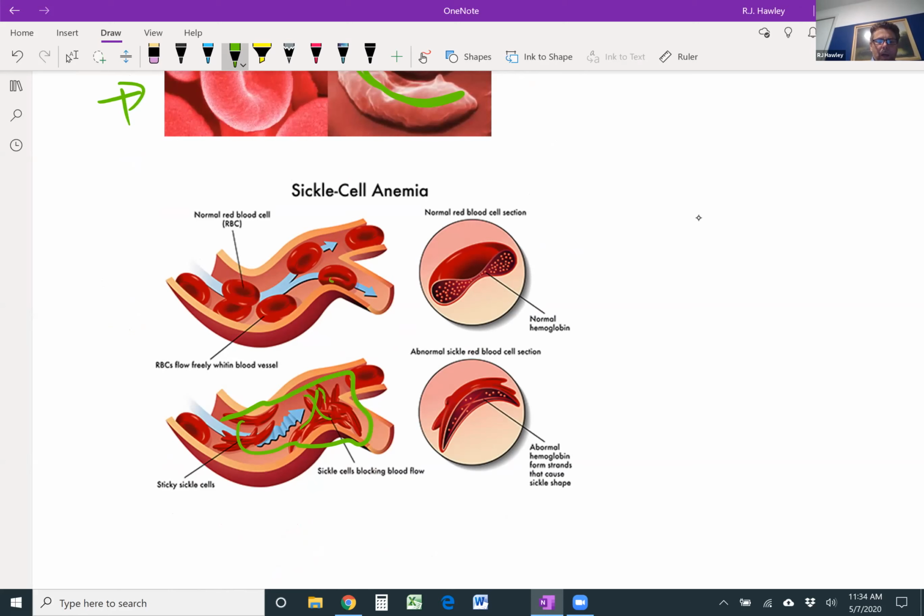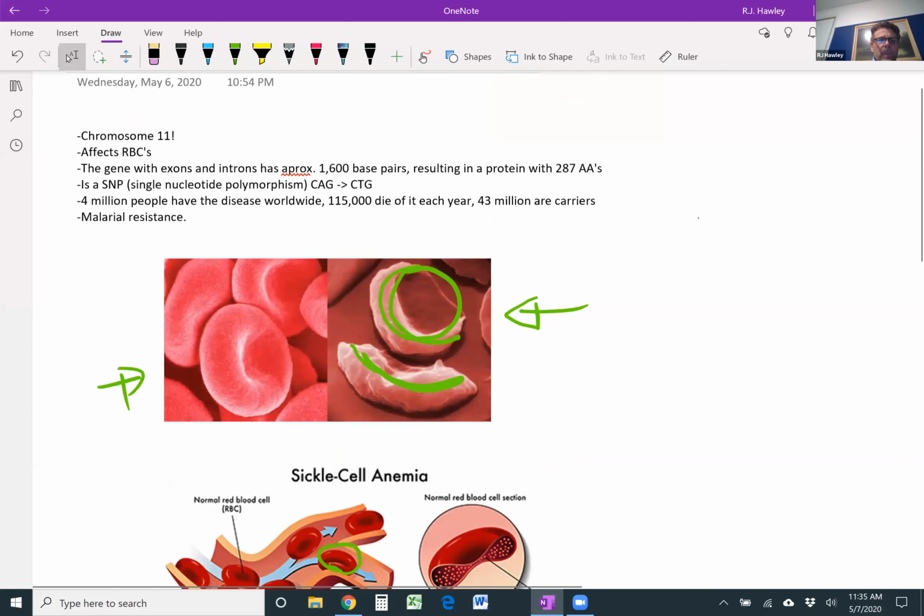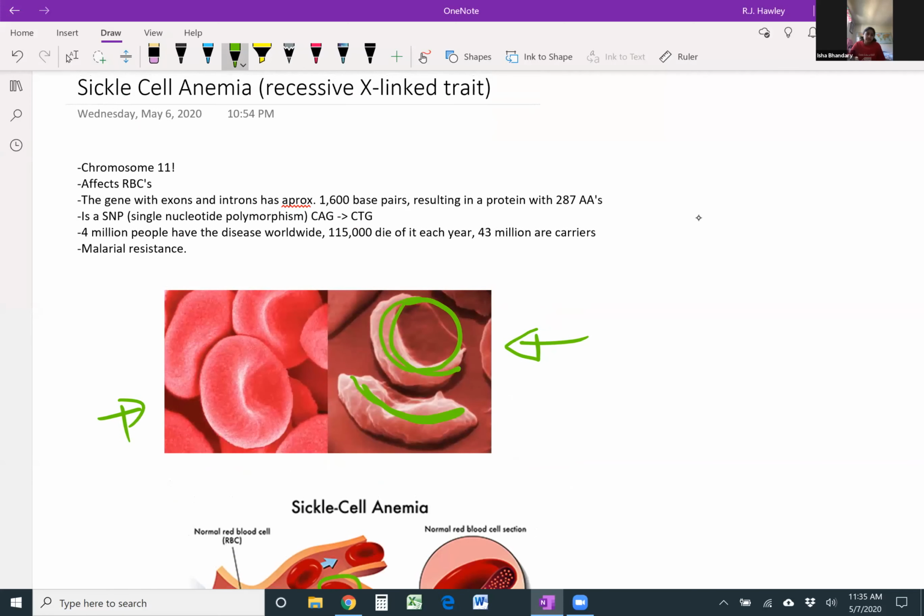See this little guy here, he's pushing himself down to fit into a space. These can't do that. So it affects red blood cells. Down on chromosome 11, it affects red blood cells.